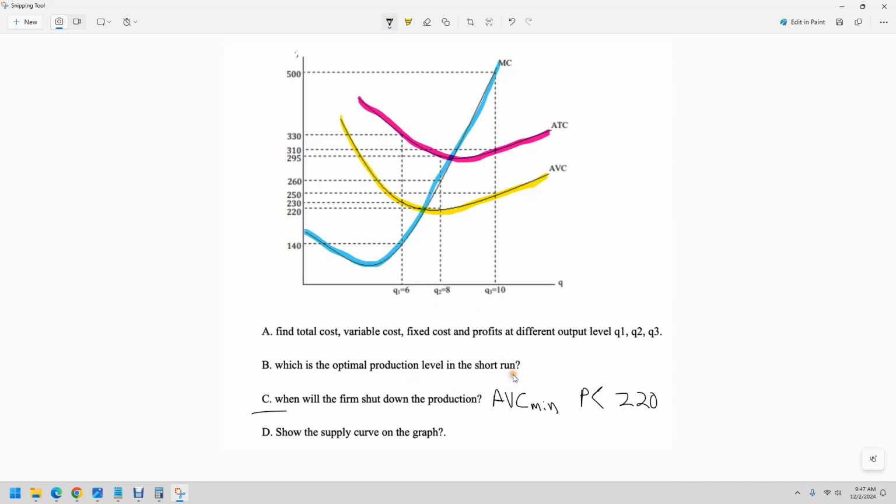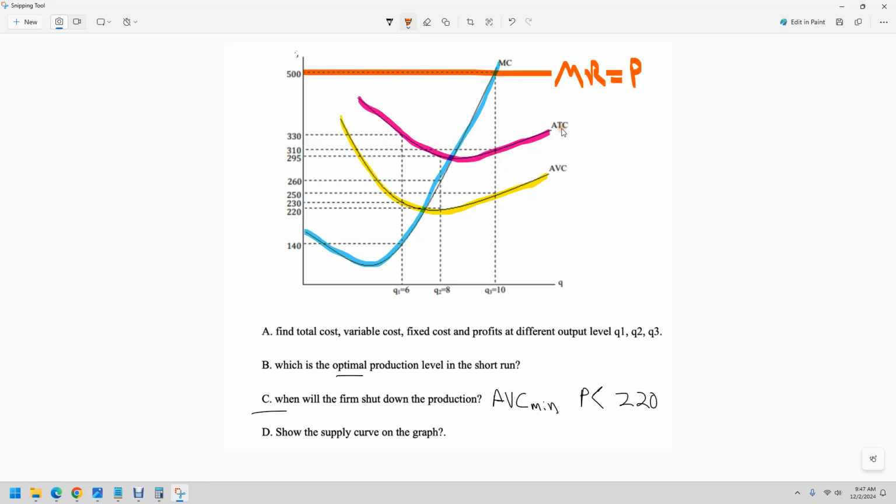Optimal production level in the short run. Well, that really depends on what the price is, right? So what price we would like the best for this firm would be the highest. So if I had a price of 500 takas, then we would just follow this over here. This is our MR, and that would also equal price because this is perfect competition. We follow that down to 10.